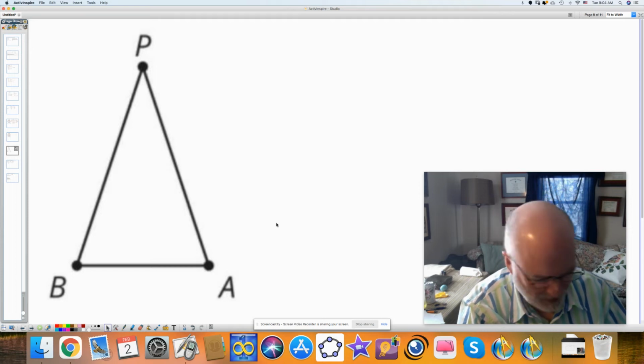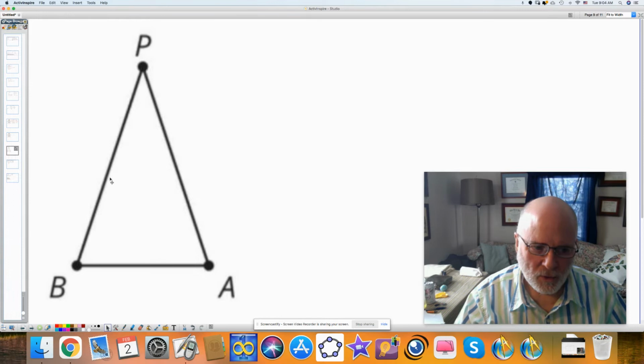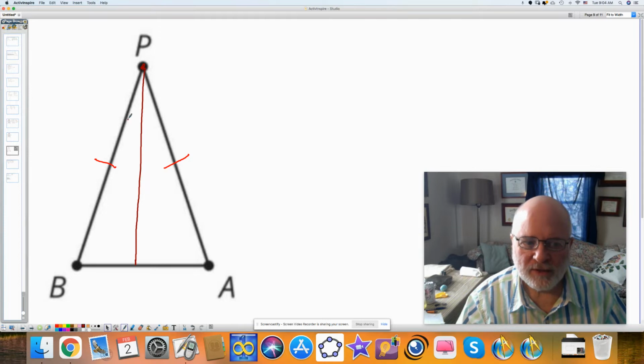Hi. So up to this point, we have this isosceles triangle. We know that segment PA is congruent to segment PB. I'll mark that. We also know that we could draw an auxiliary line. We'll draw that. We said we would draw an angle bisector from P down to segment AB. And when we draw this auxiliary line, we're going to say that it's an angle bisector.